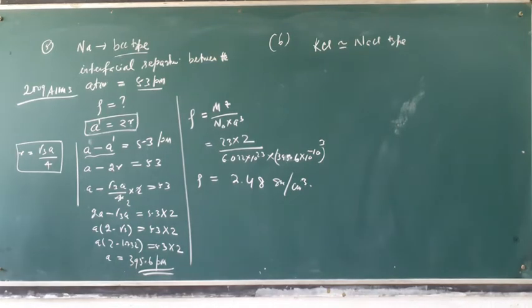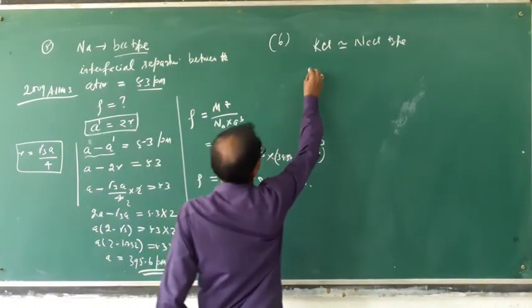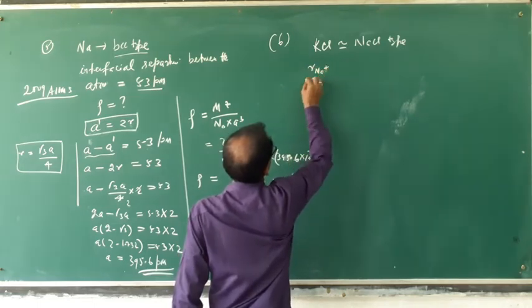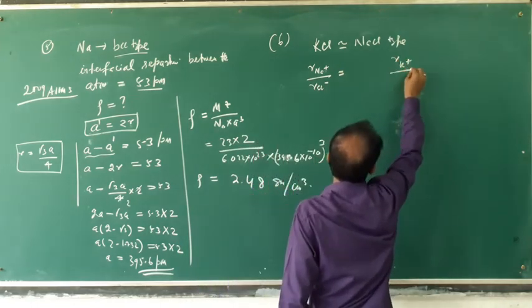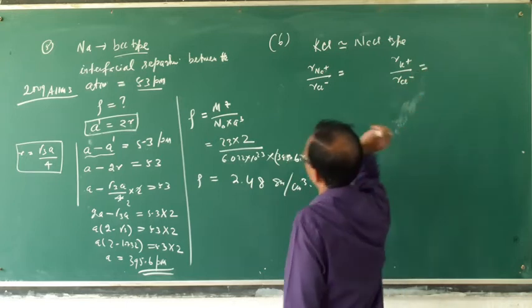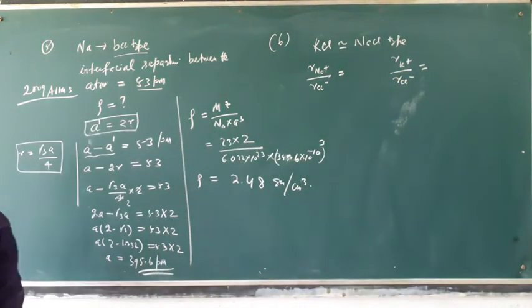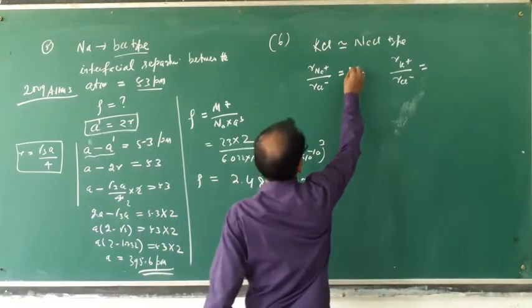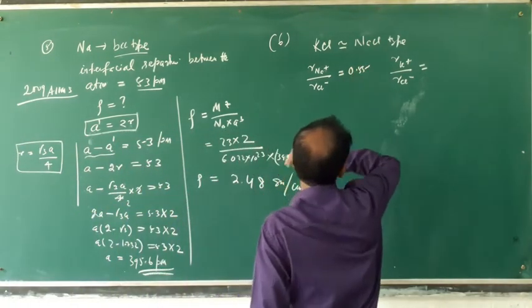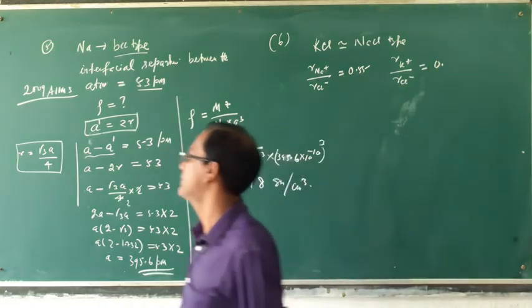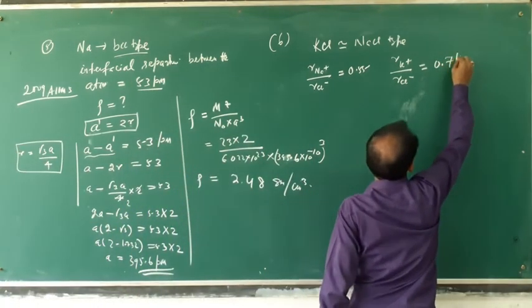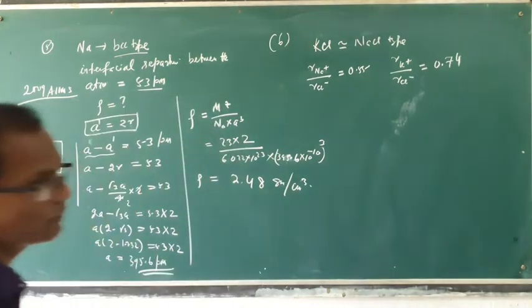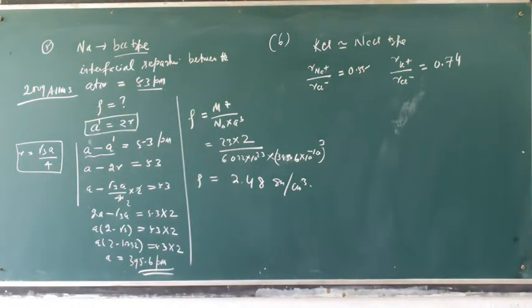And here, the ratio of R Na plus to R Cl minus is given, and R K plus by R Cl minus is given. What is the ratio of Na plus to Cl minus? 0.55, and here 0.74. This is the ratio of cation to anion of two different crystals. It is given. But what is the question?